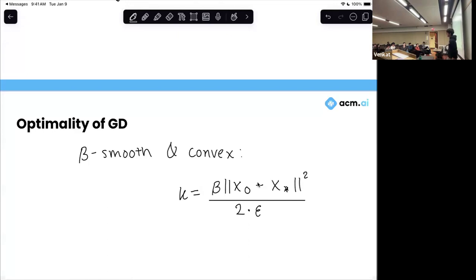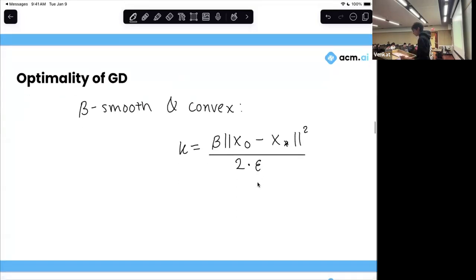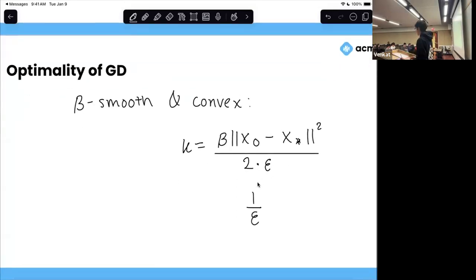And 2 times epsilon. Epsilon is the difference between our final value and the optimal value. So if you want to guarantee that the difference between your optimal value and your final value is within epsilon, you'll have to run 1 over epsilon iterations to get there. Is basically what this is saying. So for example, if you need to get within 0.1 of something, you have to run 1 over 0.1, which is around 10 iterations. Of course, multiplied by some constant factor here. Okay, so this is the big theorem.